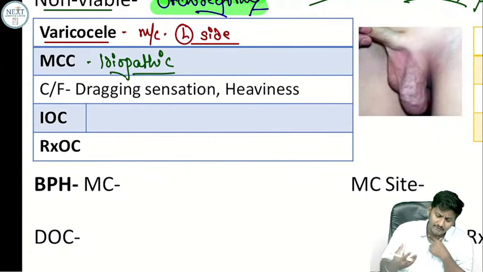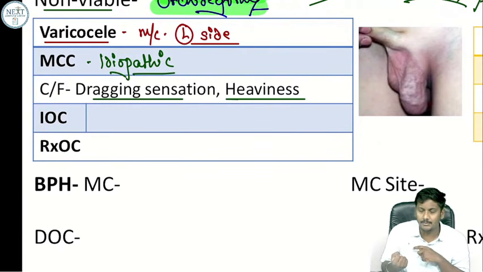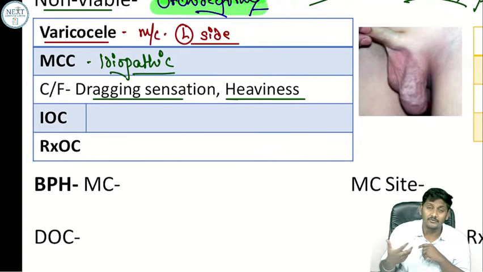We know varicocele means there is pooling of blood, so the patient will have a sensation. The patient will have a sense of heaviness basically inside the scrotum. Along with that, the patient will always have a constant dragging sensation. It feels as if somebody is pulling the scrotum down. The person feels as if somebody is pulling the scrotum down.